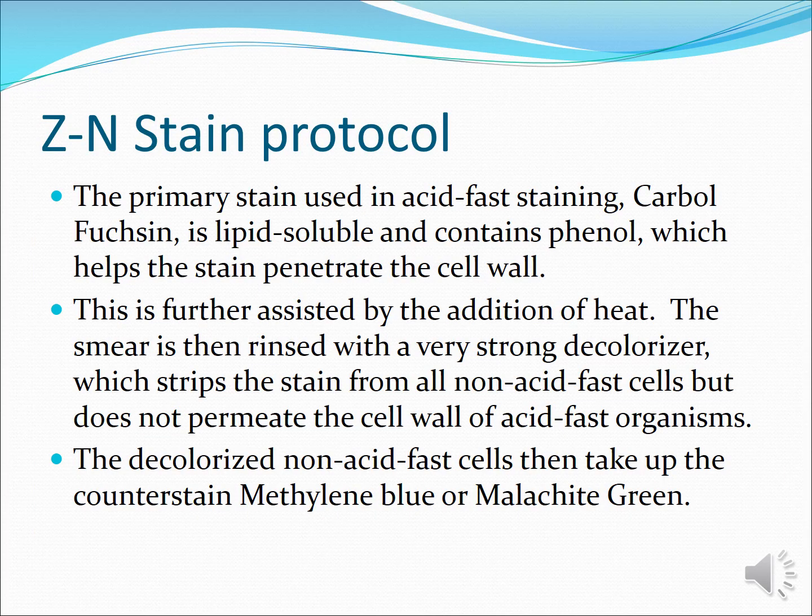So the protocol. The primary stain used here is carbol fuchsin, which is a liquid containing phenol, which can penetrate the cell wall. This is further assisted by the addition of heat. The smear is then rinsed with a very strong decolorizer, which strips the stain from non-acid-fast bacteria but does not penetrate the cell wall of the acid-fast organisms. After decolorizing, non-acid-fast cells can take up the counterstain methylene blue, or another stain that can be used here as counterstain, malachite green.